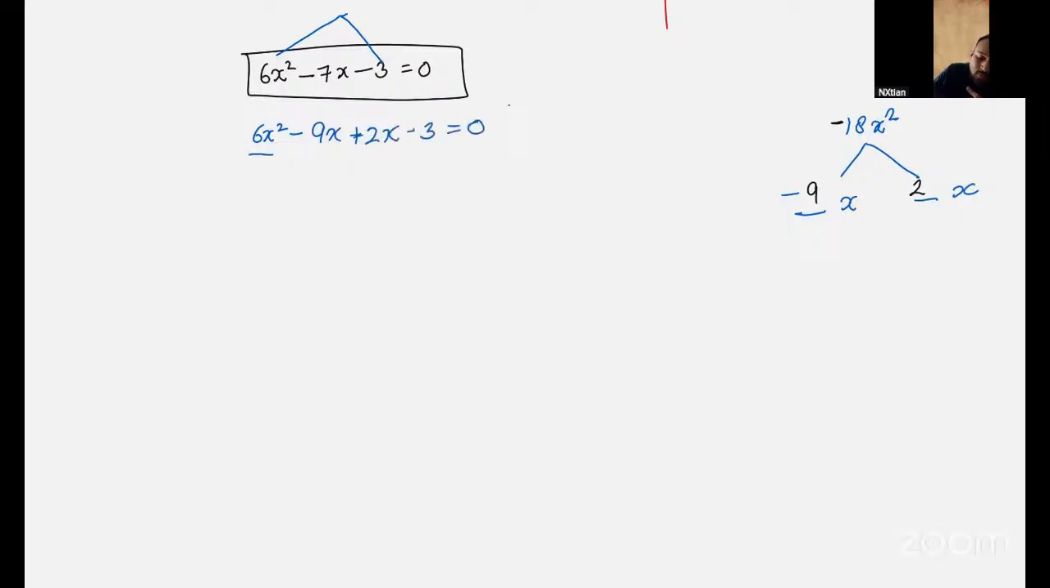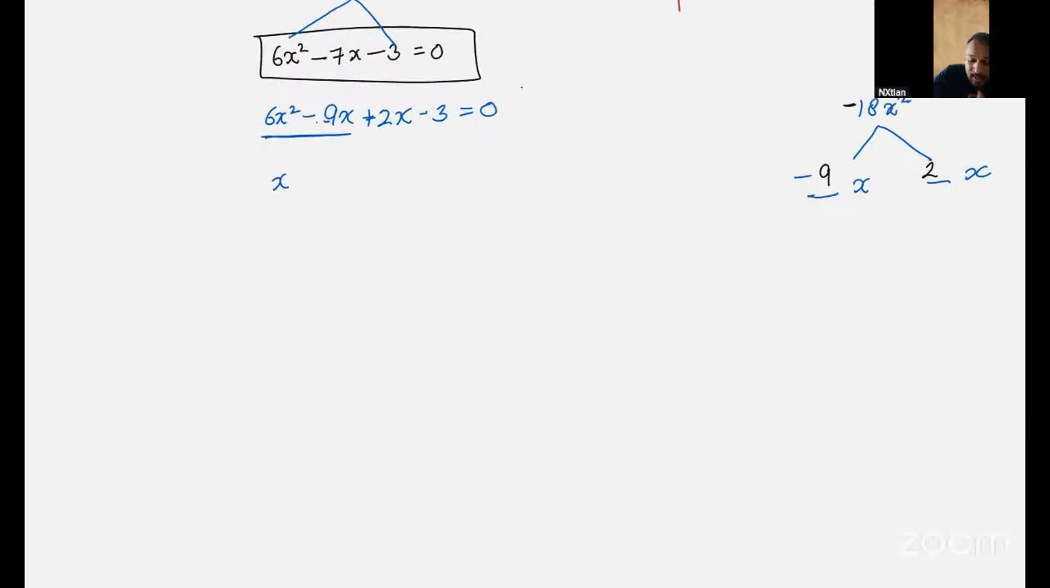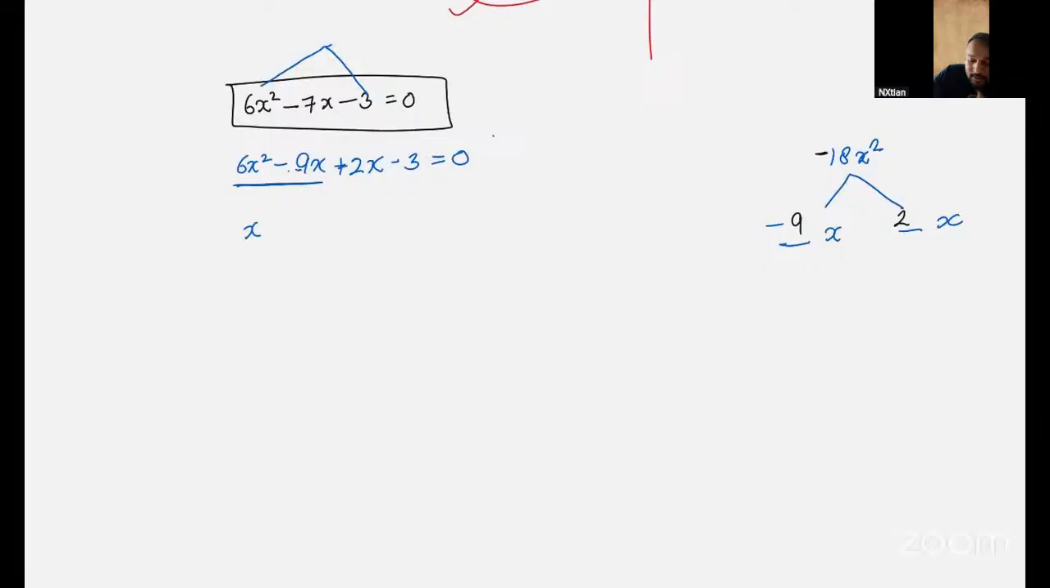Now from the first two terms, what is the common? x is common, but the coefficients are also divisible by 3. Can you see this? So I will take out 3x. Now what will remain?